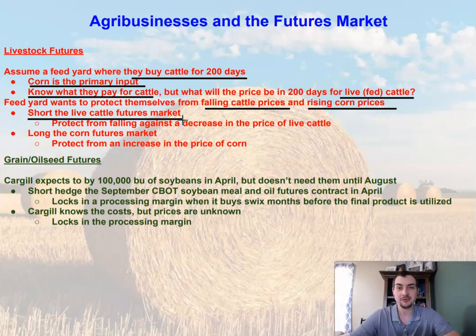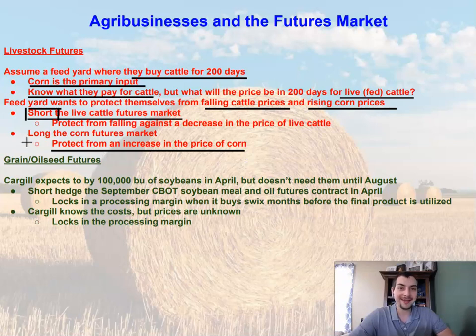So if the prices fall in the cash and the futures and you shorted the market, well, you make money in the futures, and that goes to offset the loss in the cash market. So they're wanting to protect themselves from a decrease in the price of live cattle, so they're going to short that market. Now, what are they worried about in the corn market? Well, they're worried about the corn prices increasing, right? So they want to protect themselves from an increase in corn.